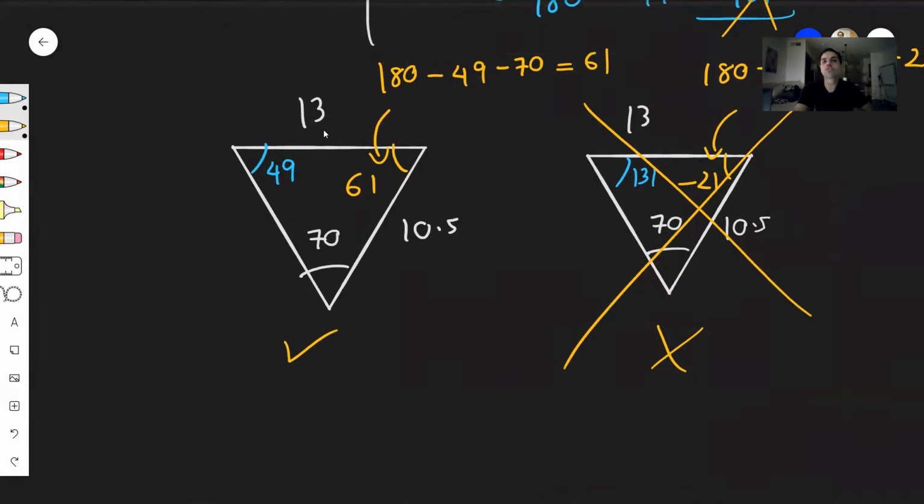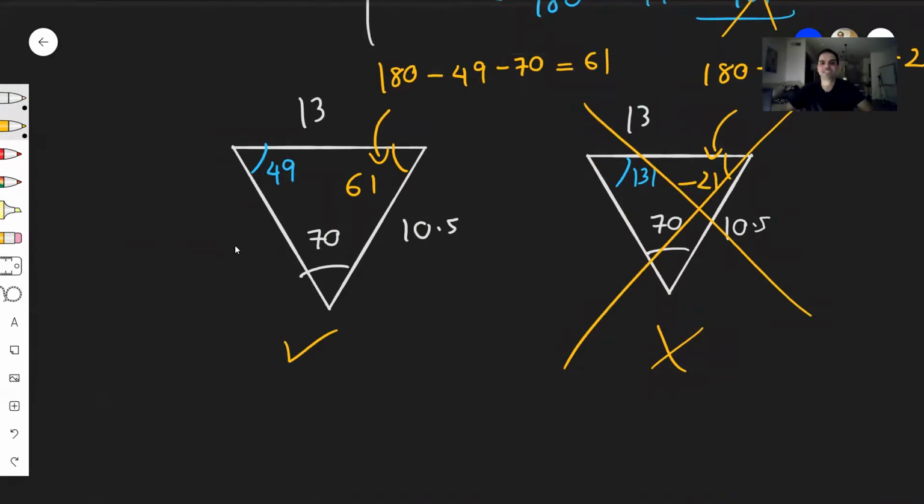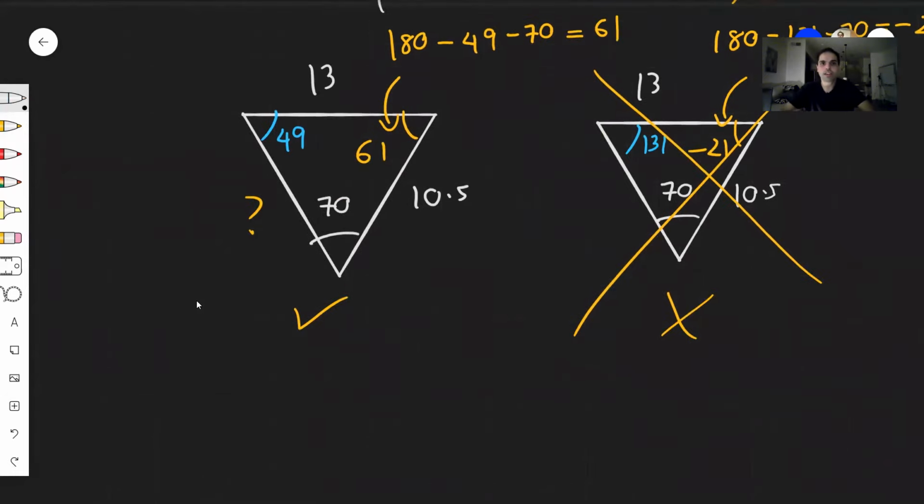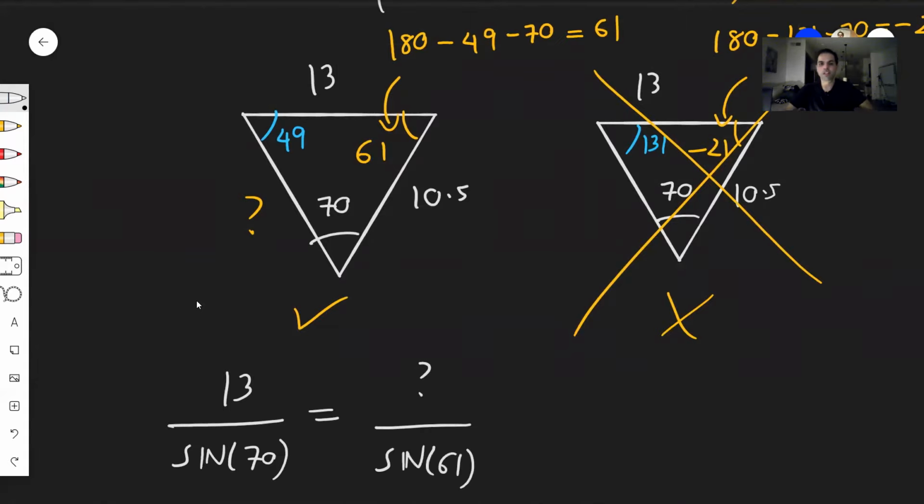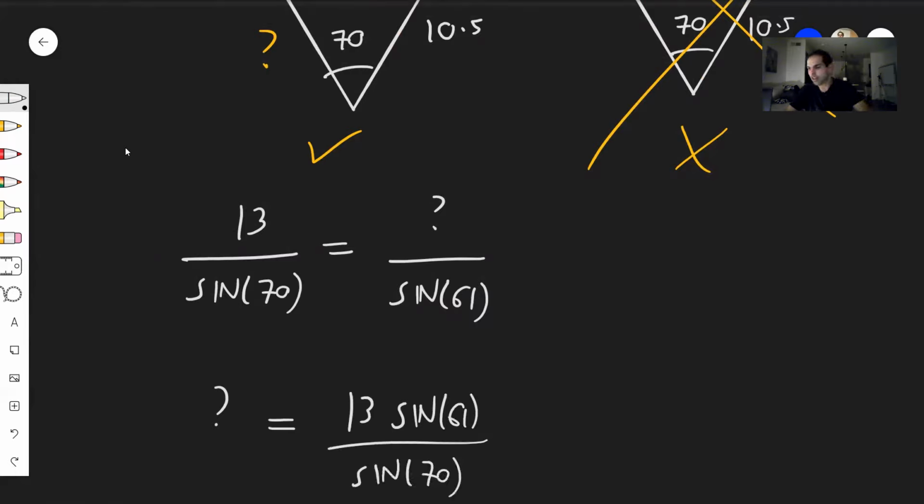And all we need to do is focus on the other choice. And I guess in this problem, the question was find the last side. Well, now we can just use the law of sines again, because what do we have? Again, opposite over sine of your angle. So 13 over sine of 70 equals opposite over sine of 61. And then we can just cross multiply. So question mark equals 13 sine of 61 over sine of 70. And that gives you roughly 12.1, I believe.